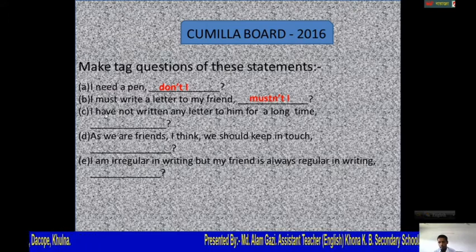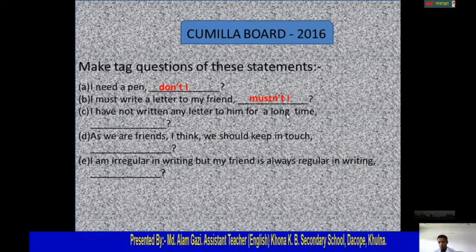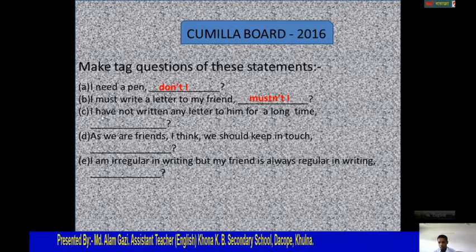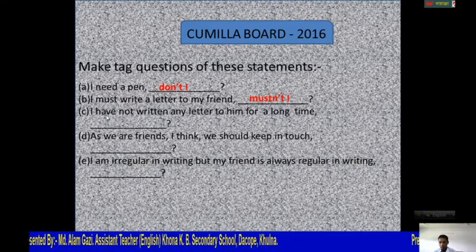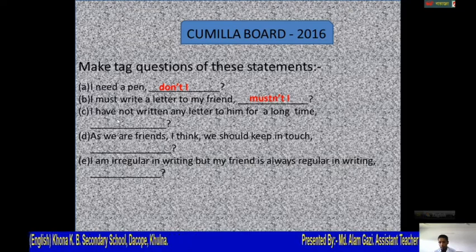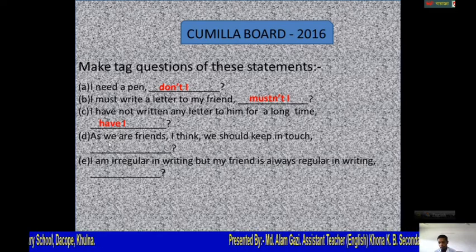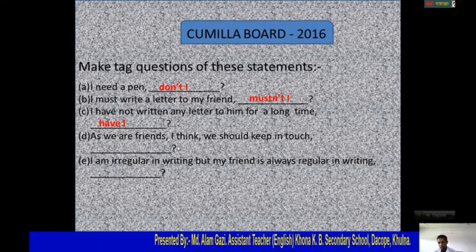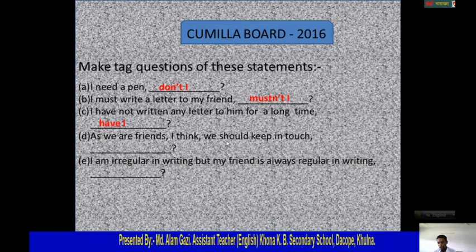Question C. I have not written any letter to him for a long time. In this sentence, we see an auxiliary verb have and we also see not that expresses negative meaning. So, tag question will be have I. Question D. As we are friends, I think we should keep in touch. In this sentence, we see a modal auxiliary verb should.